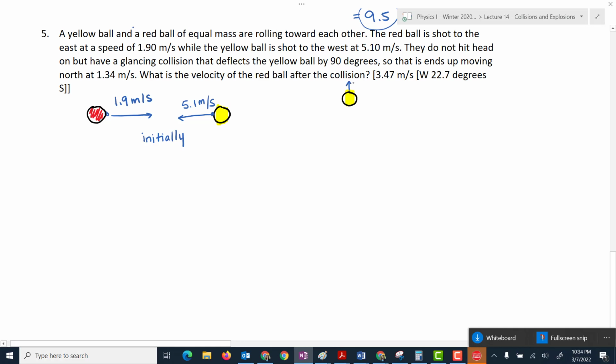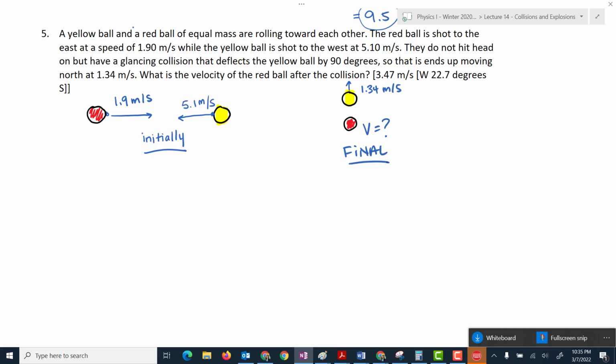So it's going north, and it's 1.34 meters per second. And it wants to know, what's the velocity of the red ball going to be after the collision? So we have some other ball, it's red. We don't know which way it's going, and we want to know what its velocity is. So this is initial, and the other one, the first one is initially, and this is final. We don't know which direction the red ball is going to go.